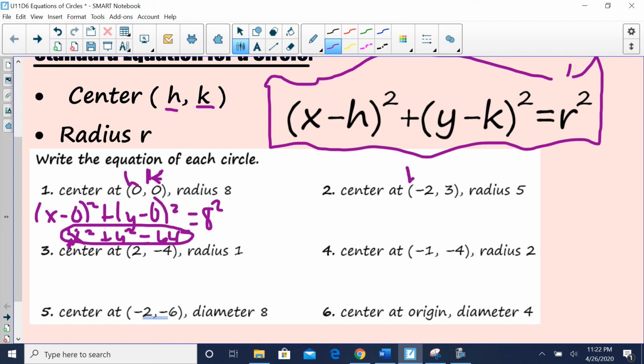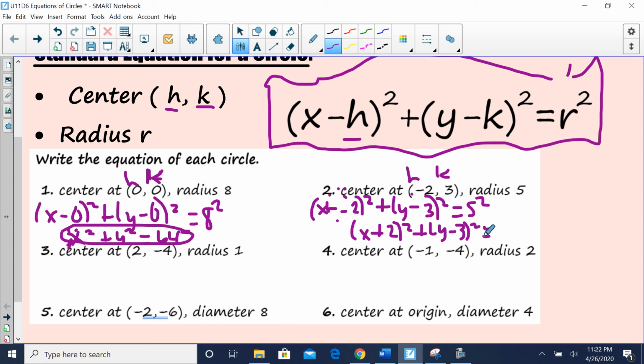If I label this my h and this my k, my equation would be what? x minus, what am I going to plug in for the h? Well, it's negative 2, squared, plus y minus, what's my k value? 3, quantity squared, equal to my radius squared, which is 5 squared. Now I can simplify this. What happens when I have this minus and negative next to each other right here? Well, remember, minus and negative actually becomes plus, so x plus 2 quantity squared plus y minus 3 quantity squared equal to 25. And this would be my final equation.